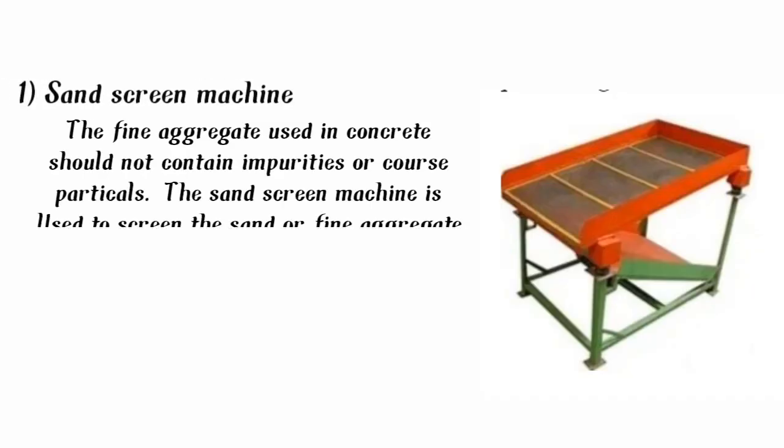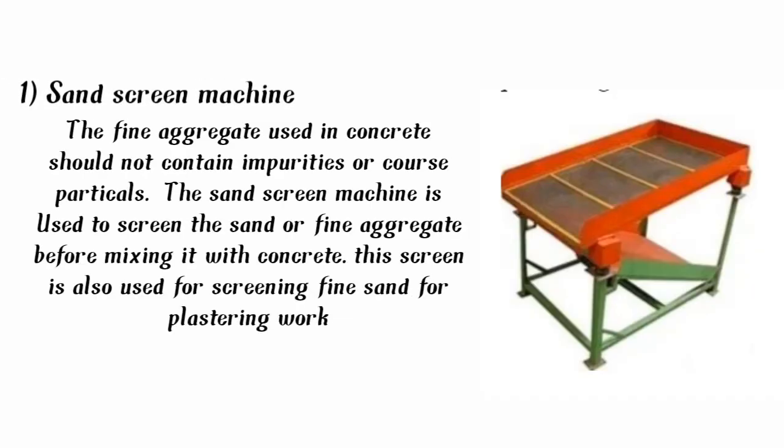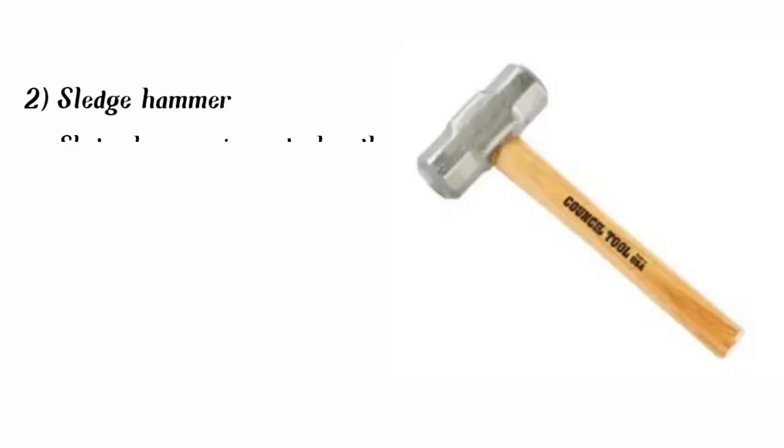Number 1. Sand screen machine. The fine aggregate used in concrete should not contain impurities or coarse particles. The sand screen machine is used to screen the sand or fine aggregate before mixing it with concrete. This screen is also used for screening fine sand for plastering work.